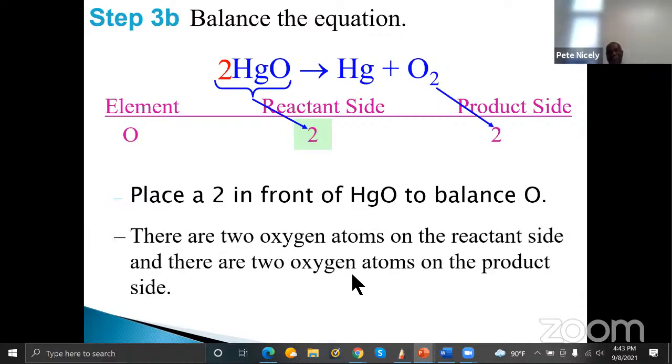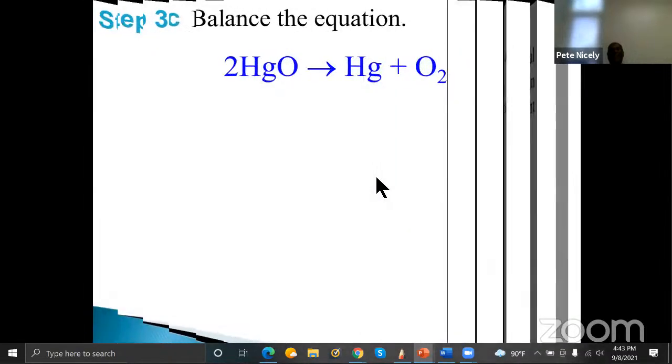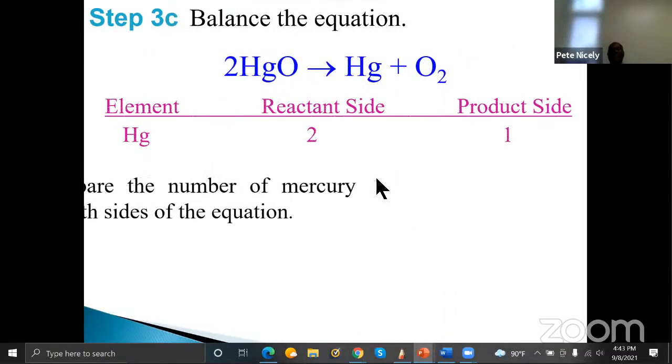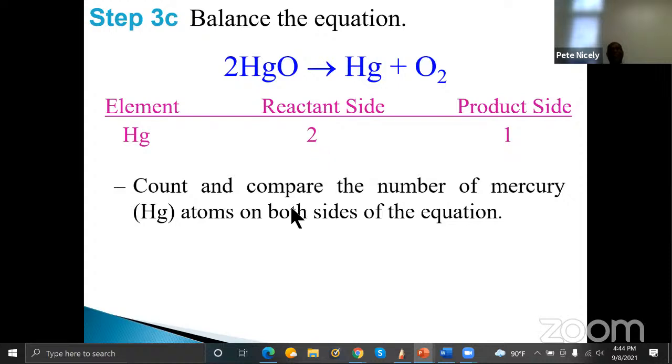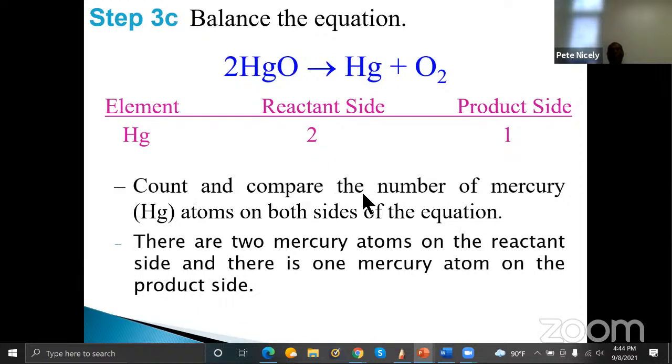However, we're not finished yet, because even though the oxygens are balanced now, placing this 2 here multiplies the mercury atoms here by 2. As a result, the mercury atoms are not balanced, because you now have 2 mercury atoms on the left side and 1 on the right side, all right? The mercury atoms are not balanced. So this begs the question, what do we do? How do we get the mercury atoms being equal on both sides of the equation?